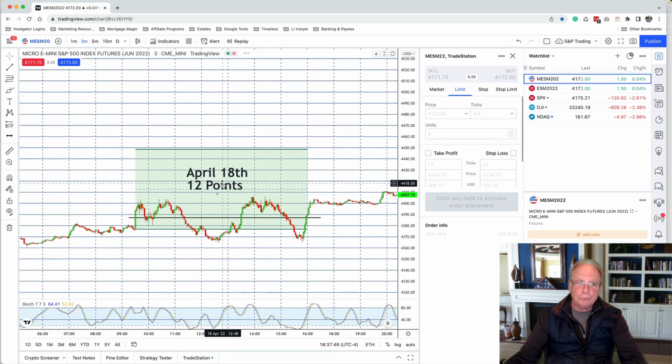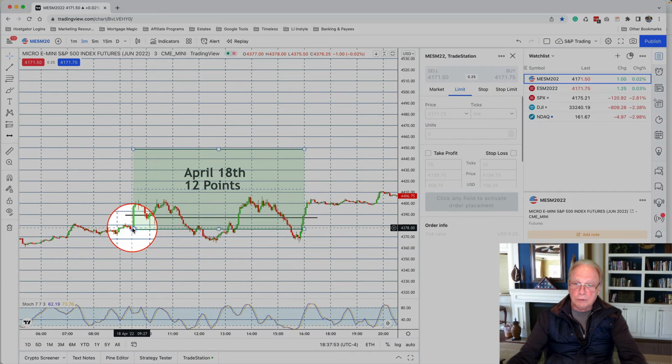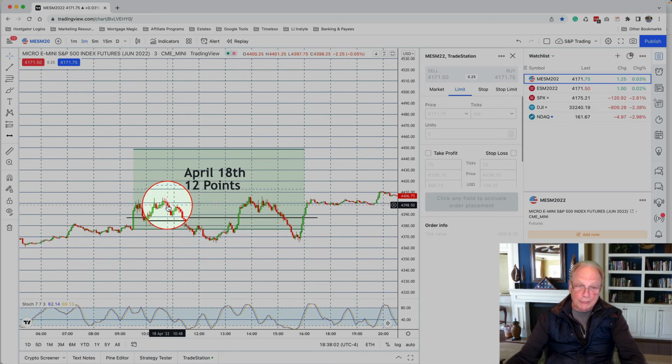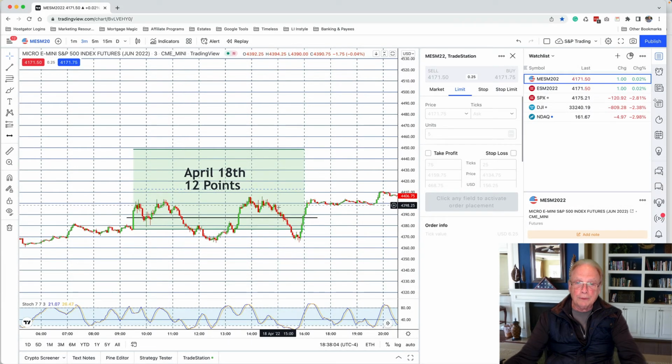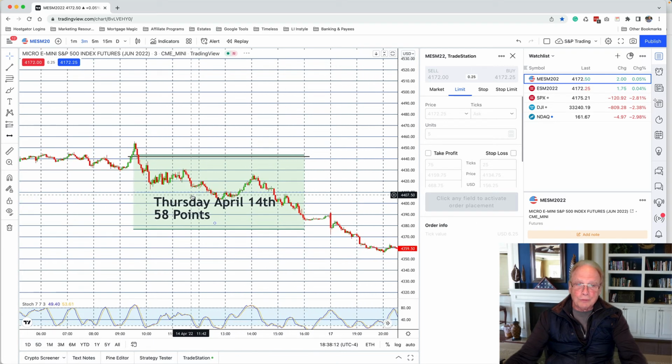April 18th. Starting at the beginning of the day, my trading zone support was 43.78, resistance at 44.47. Hopping on at the beginning of the day, taking a trade in the direction of the trading zone, which was long, the trade would have yielded 12 points. Not a great day, not a bad day. Thursday, April 14th. Again, the trade was good for 58 points.